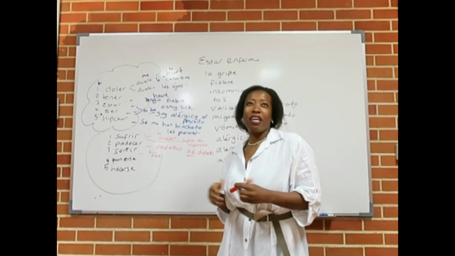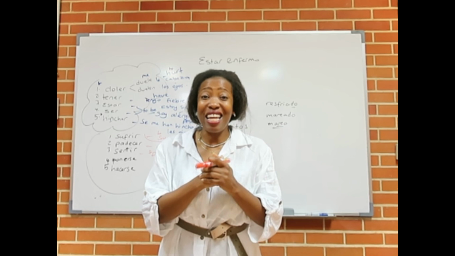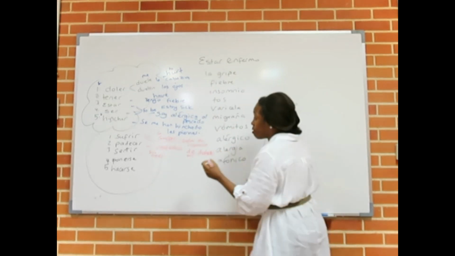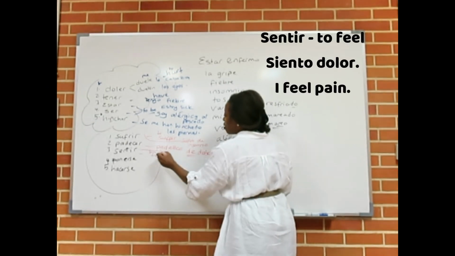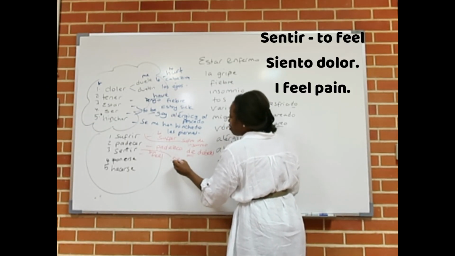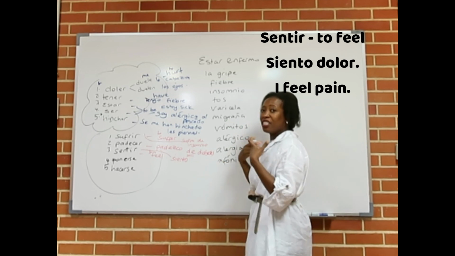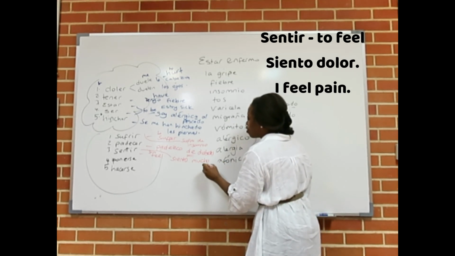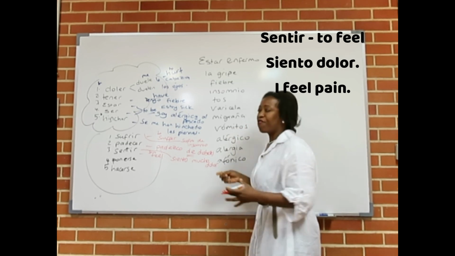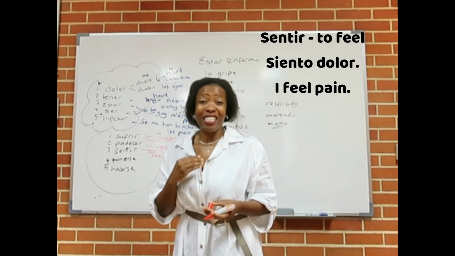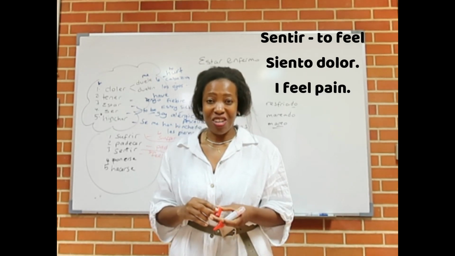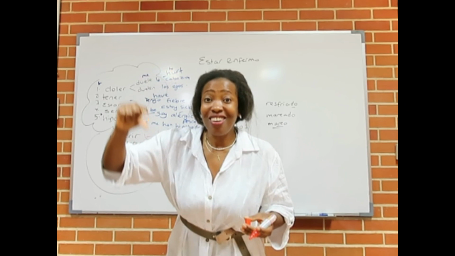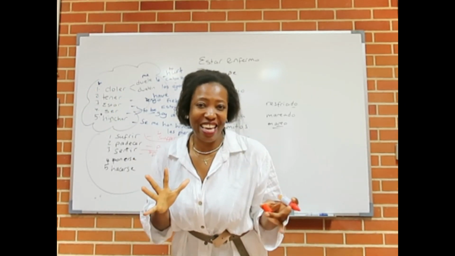Okay, so I might say, siento mucho dolor. Siento, conjugate, remember, in the first person, I feel. Siento mucho, which is a lot, dolor. Okay, I feel a lot of pain. Siento mucho dolor. What do you feel? ¿Qué sientes? Siento. Finish that sentence for me.